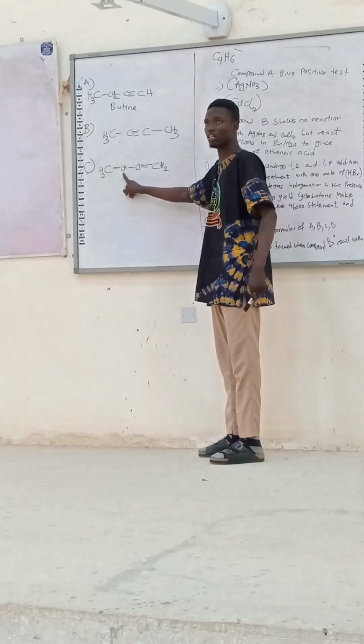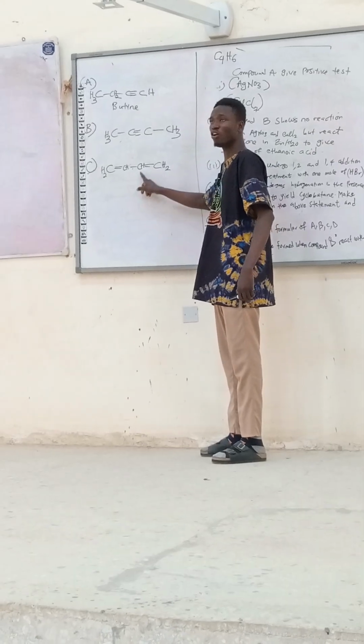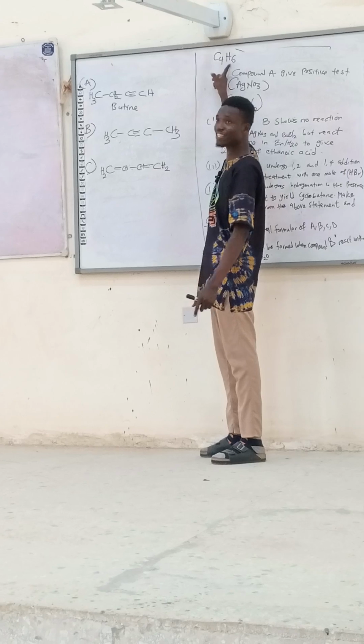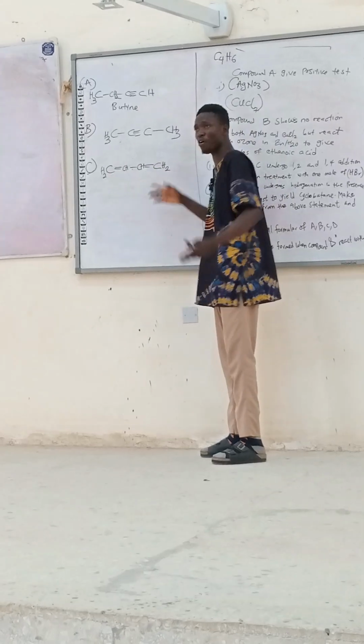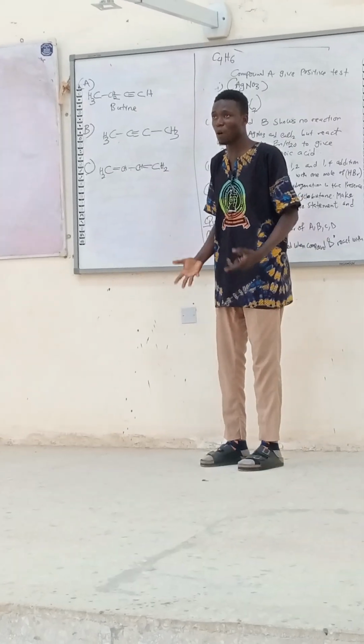2 plus 1 is what? 3. 3 plus 1, 4. 4 plus 2 is what? 6. Carbon 1, 2, 3, 4. We are still correct. That's compound C.